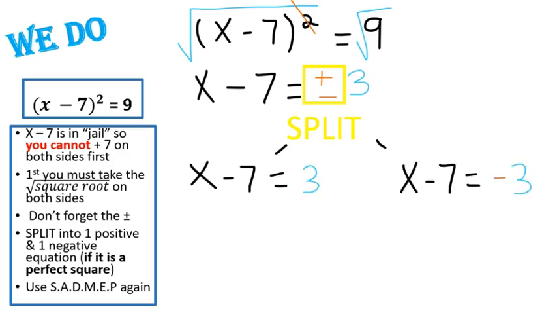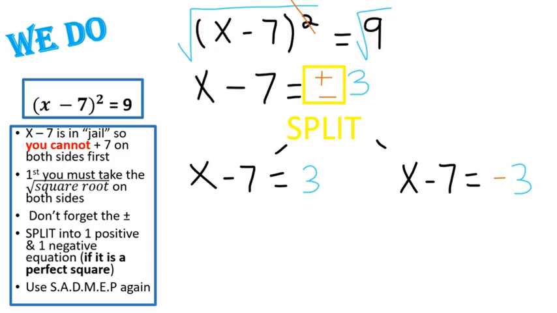What do I mean by split? You're going to split it into one positive version and one negative version. The only sign that changes is what comes after the plus or minus. So I have one version that equals positive 3, and I have one version that equals negative 3. No other signs change. That's it. So don't go messing with that x minus 7. That stays the same. That's like your principle, your solid thing. It should be the same in both of your equations. The only thing that's different is you have a positive 3 and a negative 3.